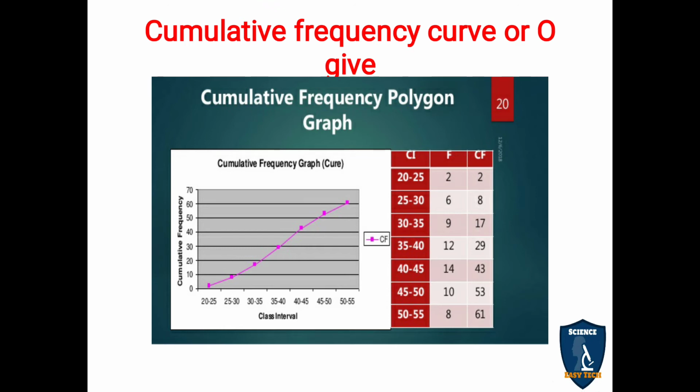In this way you have to add, and draw the graph starting from 20 to 25. You have to plot these cumulative frequencies. You should not draw for frequency, but for cumulative frequency. So first and foremost, convert frequency into cumulative frequency. Here they have plotted the graph for 2, 8, 17, 29, 43, 53 and 61.